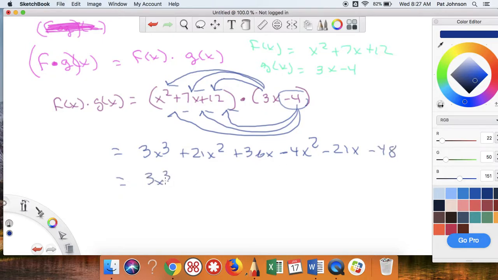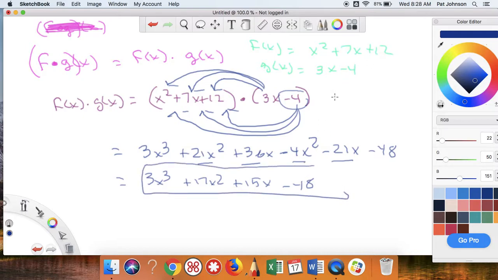I get 3x cubed, 21 minus 4, because these two are like terms right here. So 21 minus 4 is plus 17x squared. 36 and 21 is going to be 15, so that's a plus 15x, and then minus 48. And there's my answer. Were there any restrictions? I have a parabola and a linear equation. The domain is all real numbers, so there are no restrictions.